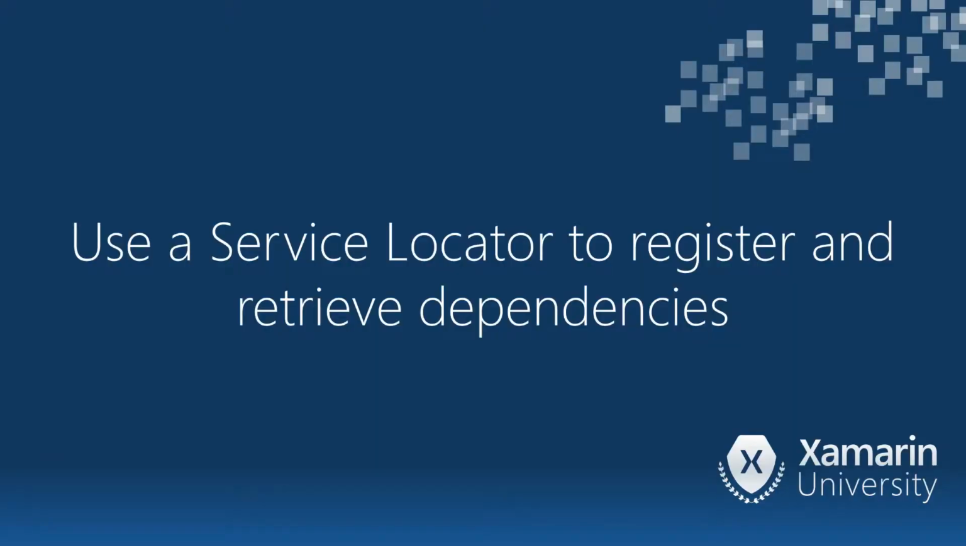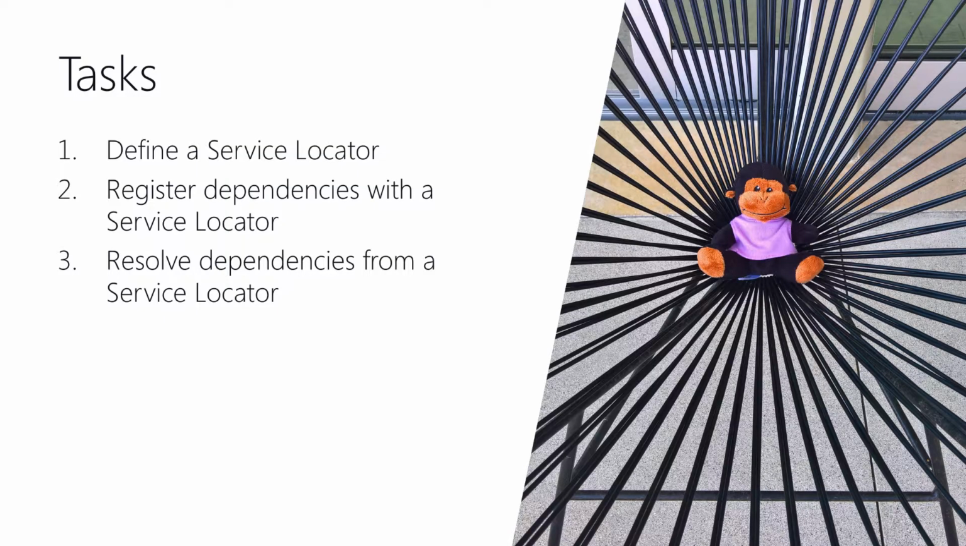Let's now have a look at the next pattern, the service locator. The service locator has this idea of, I like to call it a versatile factory, a factory that can produce more than one thing. Again, we'll talk about the theory, what a service locator is, and then how to use it and how to implement one.